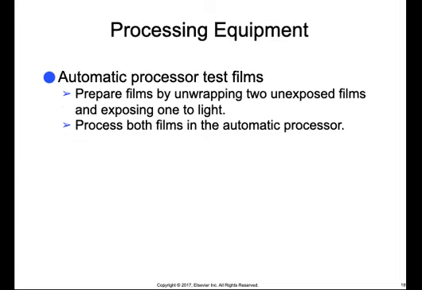The processing equipment includes, for an automatic processor, we'll also need to test the film for that. We'll do this by first preparing the films by unwrapping 2 exposed films and exposing 1 to light. We'll then process both films in the automatic processor. The processing equipment must be meticulously maintained and monitored daily. This includes temperature, levels of water, levels of the developer, and your fixer solutions must also be monitored.